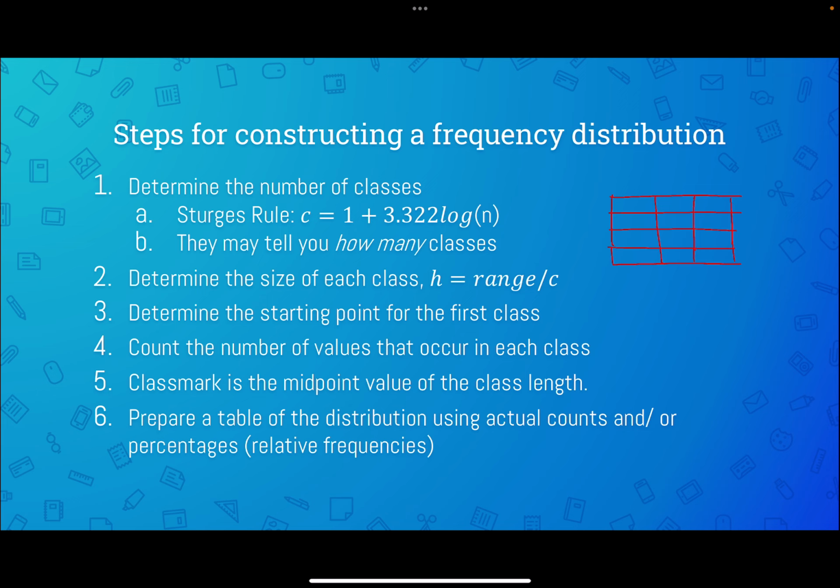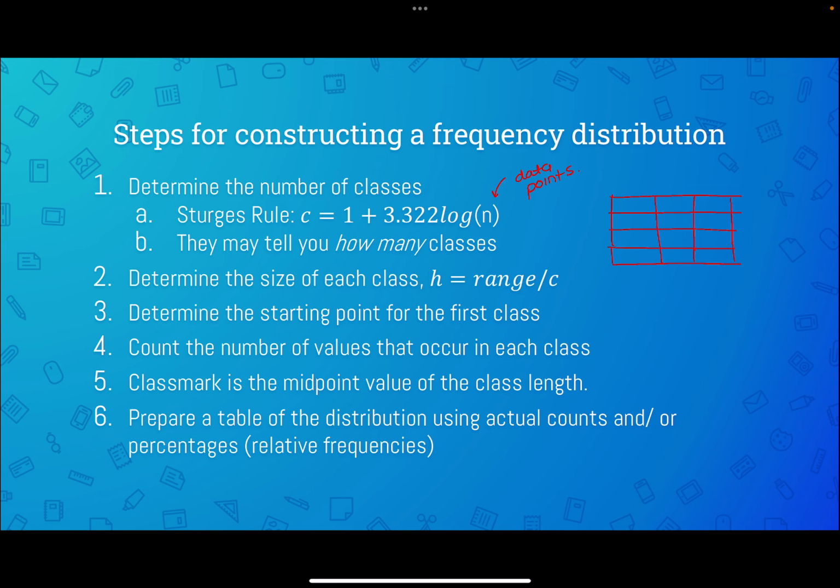So Sturges' rule: C is the number of classes, and it is a mathematical formula, 1 plus 3.322 log of n. N is the number of data points that you have. So that's the first thing that we do.